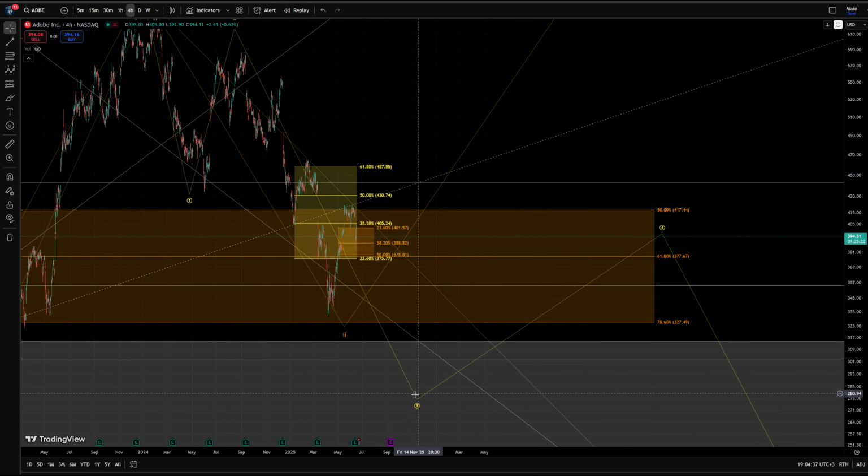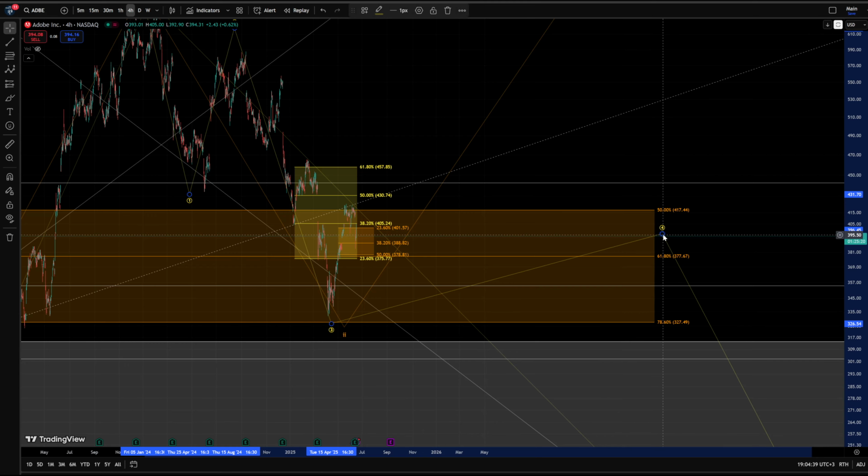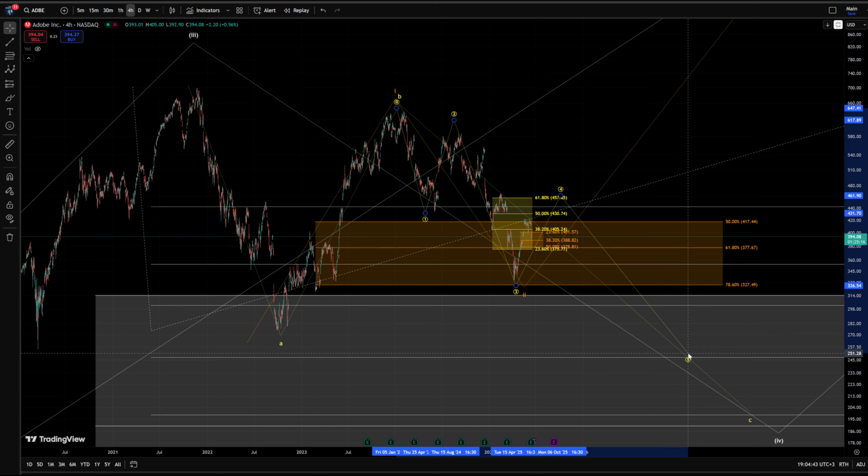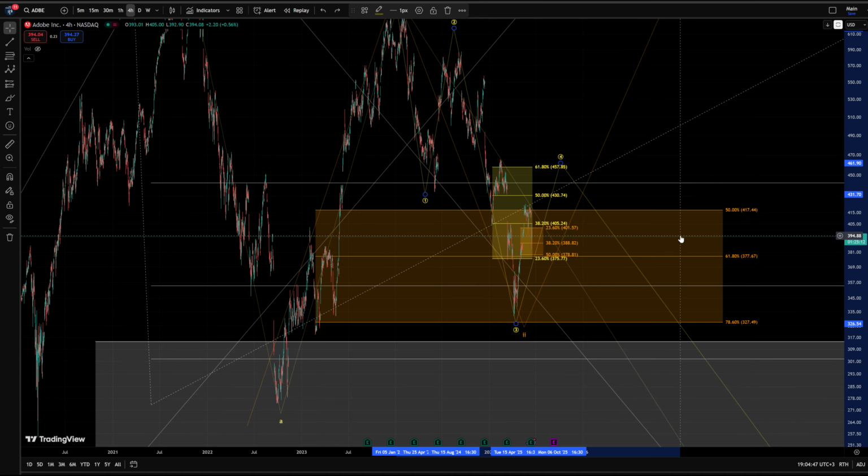So anyway, I am expecting in the yellow count one more low at least in the fifth wave, which should take us significantly lower anyway.